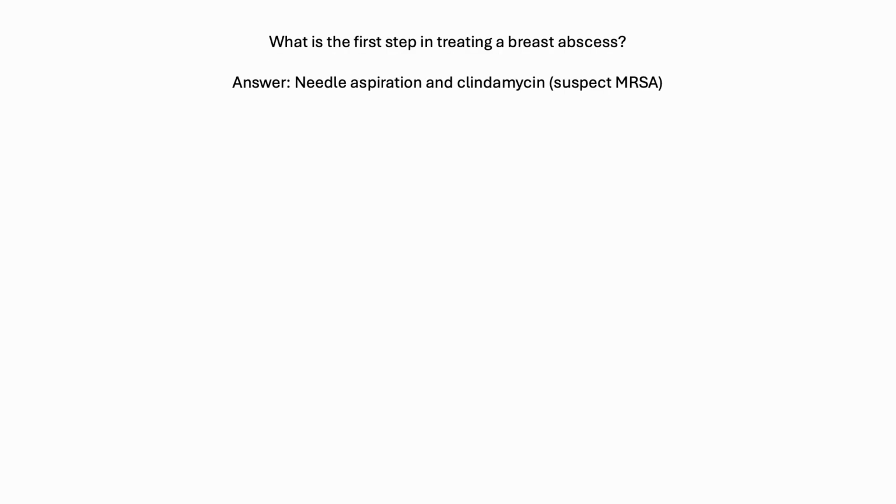What is going to be the first step in treating a breast abscess? You're going to do needle aspiration and clindamycin. These things together, the aspiration will help remove the abscess itself, get rid of that pus, and then the clindamycin is going to be helpful for MRSA.